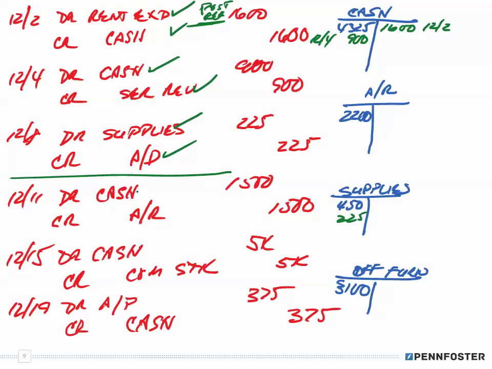So as I continue on down, I have a debit to cash for $1,500, and of course I'd put the date in, and I have a credit to accounts receivable for $1,500.